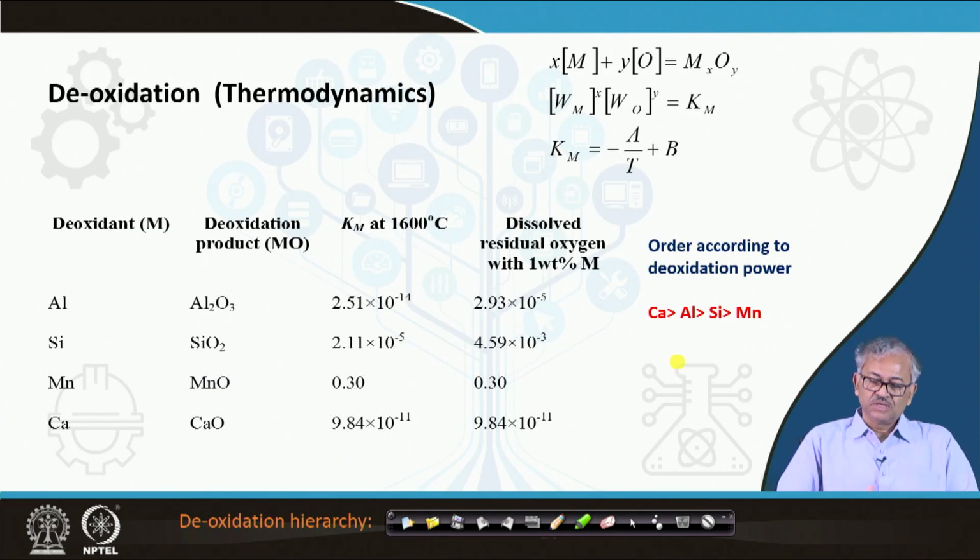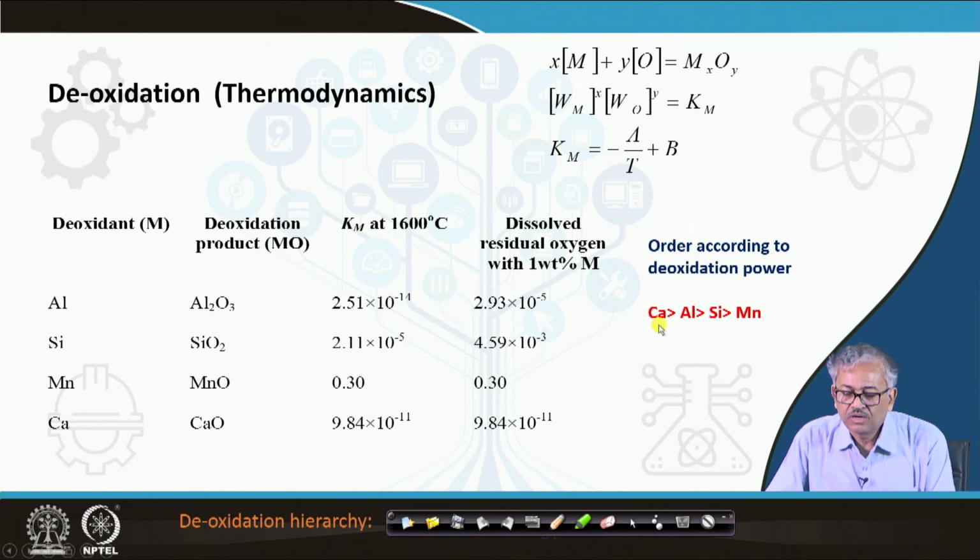The reason is that calcium, as I said, is highly volatile and reactive. You cannot just dump it from the top like aluminum. For calcium you require a special technique like submerged injection and cored wire injection, but even then a lot of problems are there. The calcium recovery is also very low, because calcium is highly volatile, forms bubbles and goes away from the system. So the order is calcium greater than aluminum greater than silicon and manganese.